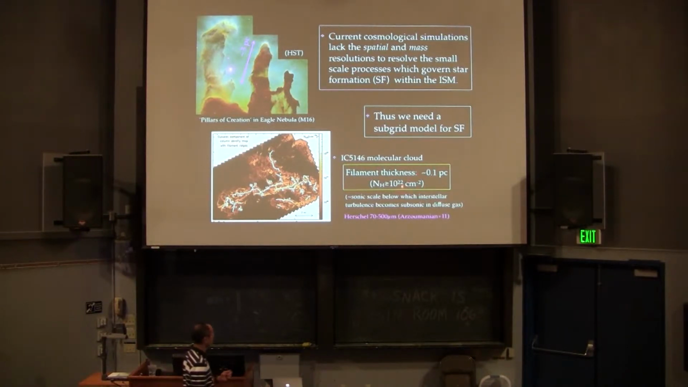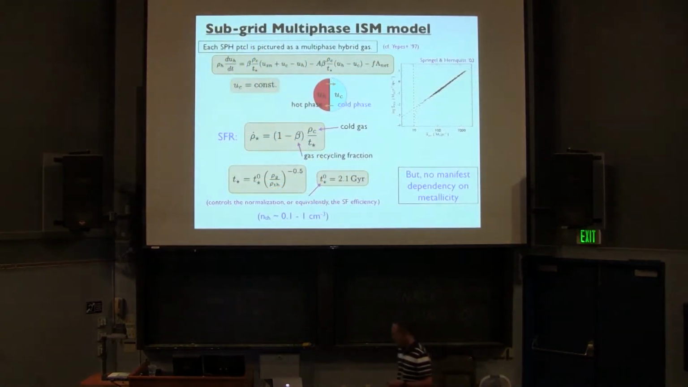This scale seems to be related to the sonic scale, below which the interstellar turbulence becomes subsonic. That seems to indicate a relationship to the large scale turbulence going on in the molecular cloud. If you really want to do star formation properly, we have to resolve down to 0.1 parsec, which we still have a long way to go. So that leads us to the development of subgrid models, as we have heard. And so that goes on like this.